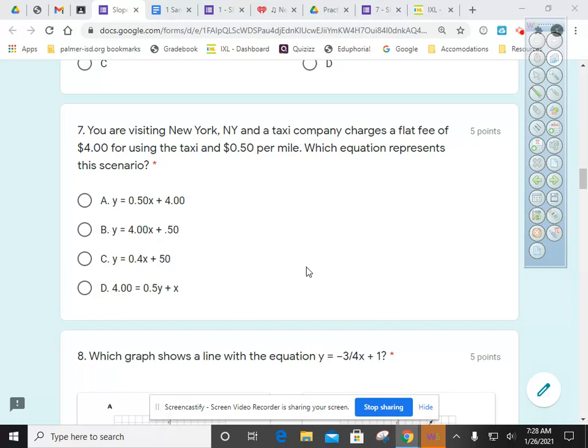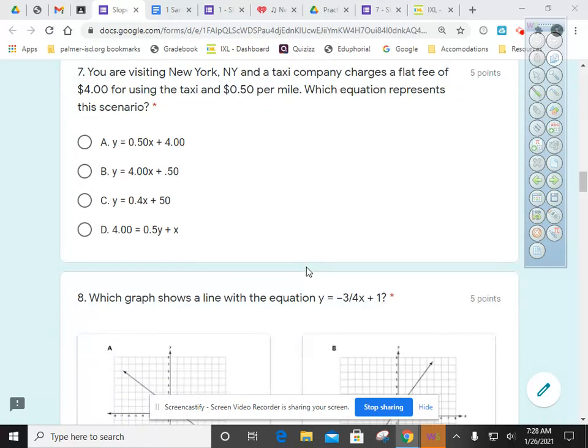Number 7, you are visiting New York, New York, and a taxi company charges a flat fee of $4 for using the taxi and 50 cents per mile. Which equation represents this scenario? A, y equals 0.50x plus $4. B, y equals $4x plus 0.50. C, y equals 0.4x plus 550. D, $4 equals 0.5y plus x.